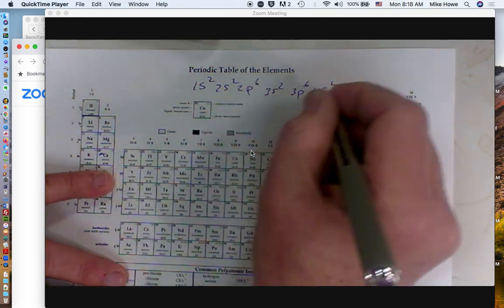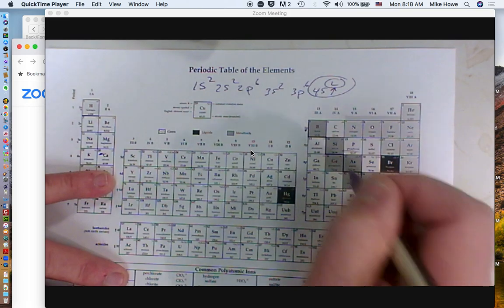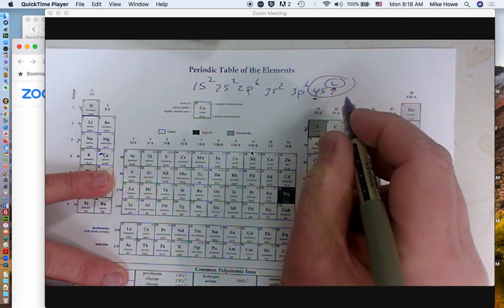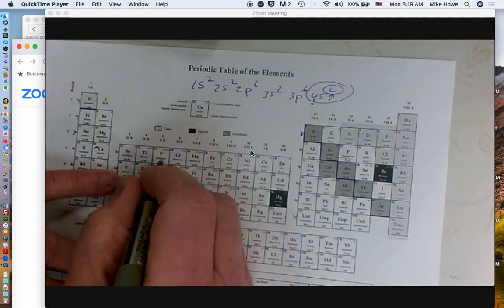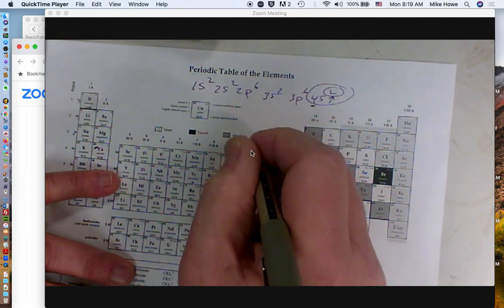Well, of those 20, only these two right here are in the outer shell. That's the highest energy level, the fourth energy level. So only those two are in the highest energy level. All right, then if I go to, say, something like nickel, right? So nickel has 28 electrons.